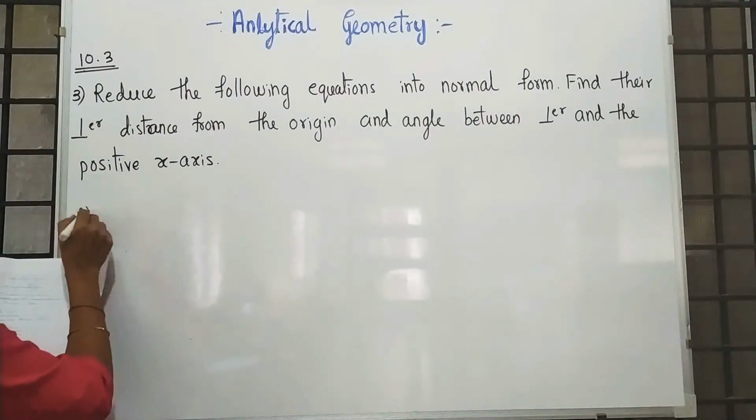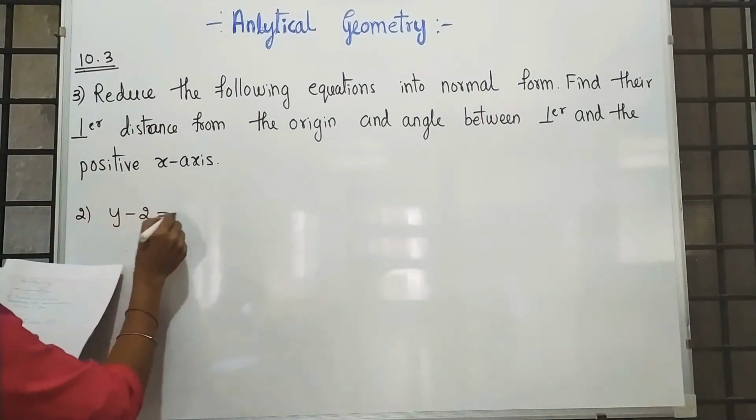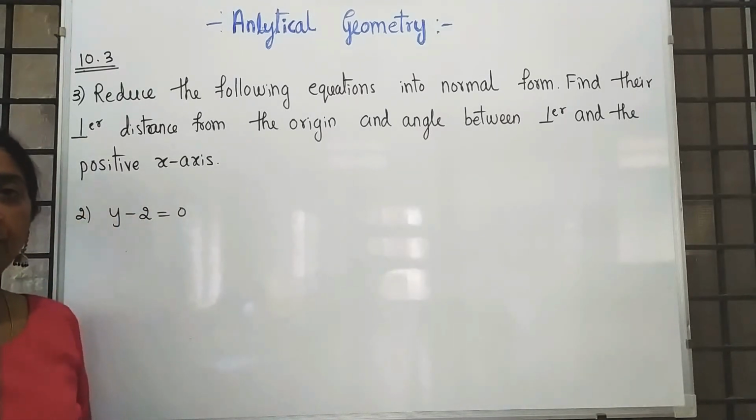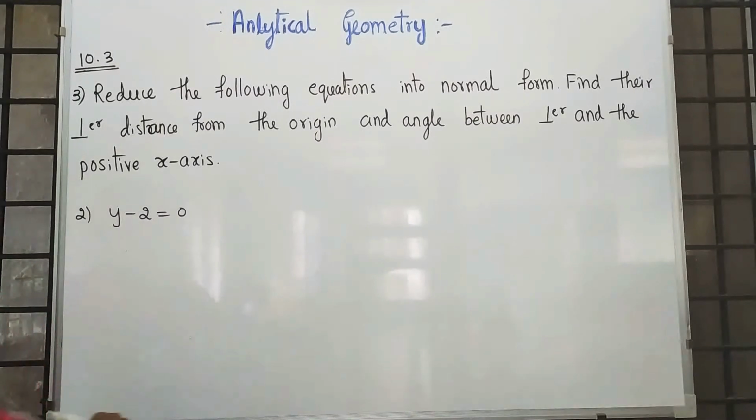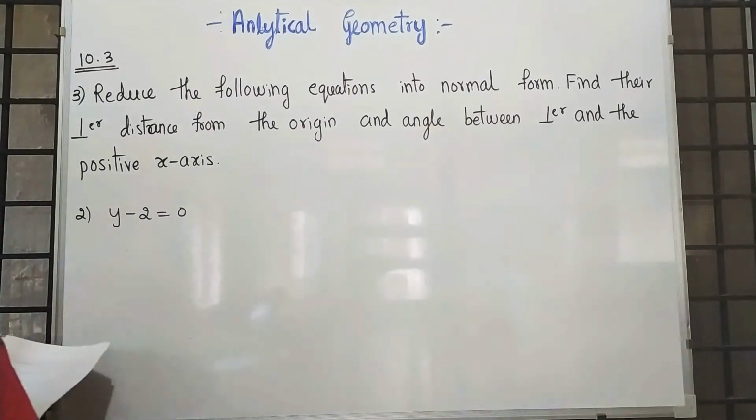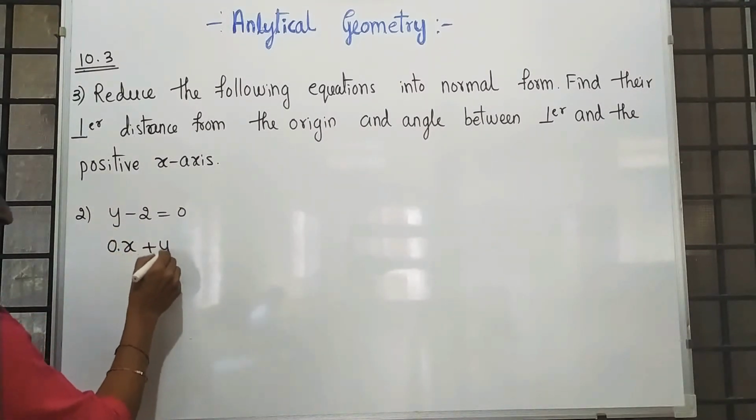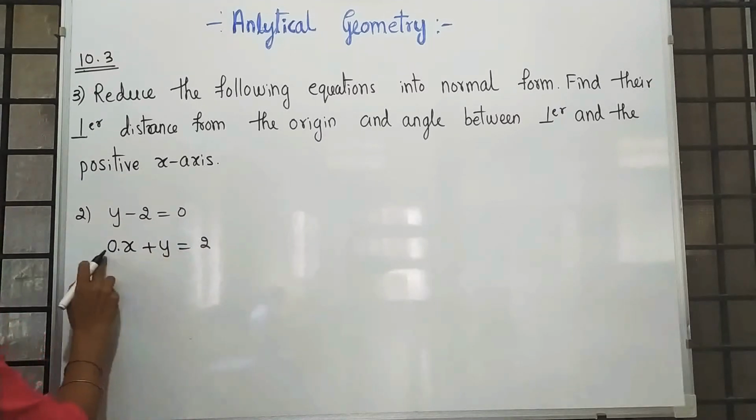Second one, y minus 2 is equal to 0. Variable on one side and constant on the other side. Variable is y, constant is 2. And the given problem will be written as 0 into x plus y is equal to 2. A is 0 and B is 1.